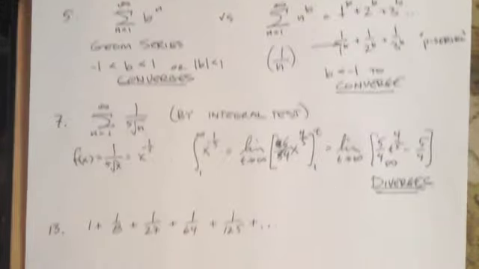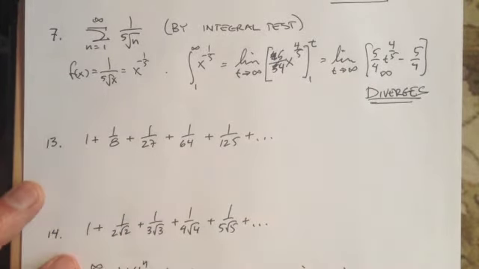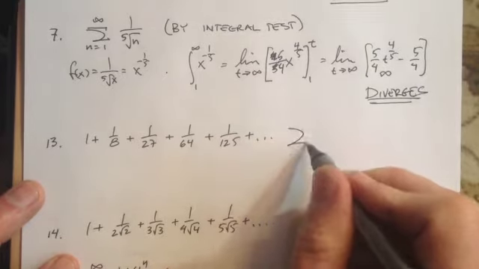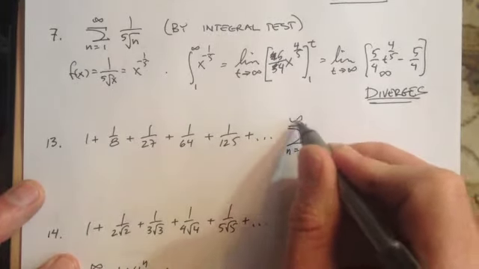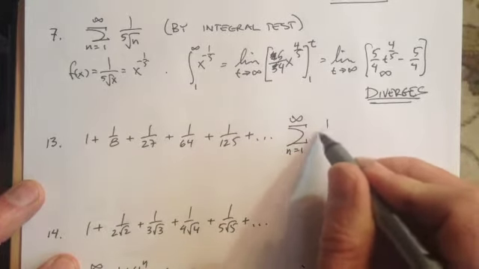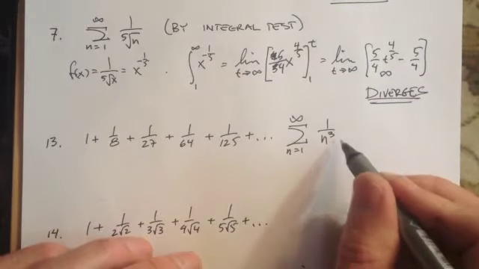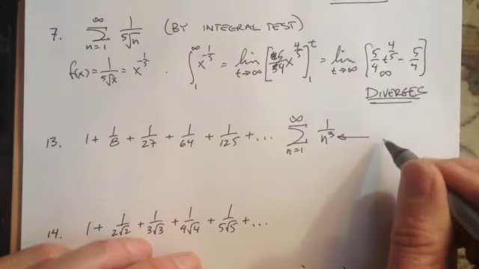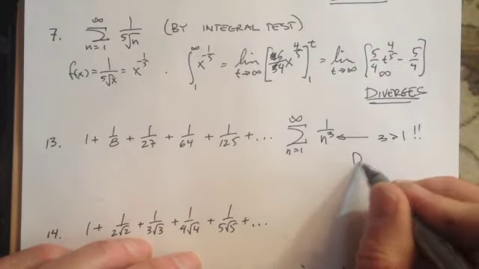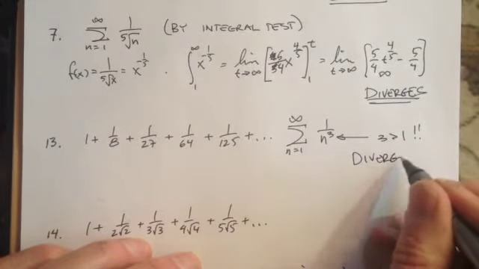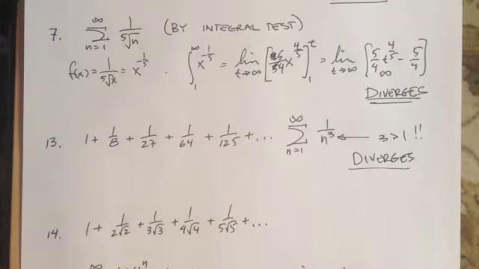Okay, so now on to this one. We've got 1 plus 1/8 plus 1/27 and so on. We can write this in sigma notation, n equals 1 to infinity, and it's a very simple 1 over n to the 3rd. That is just the classic p-series. 3 is bigger than 1, so it converges by comparison to the famous p-series that we talked about.